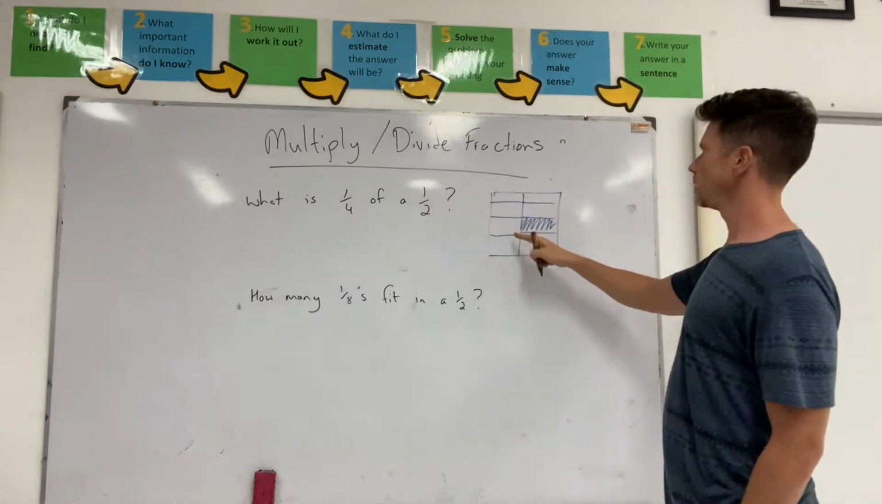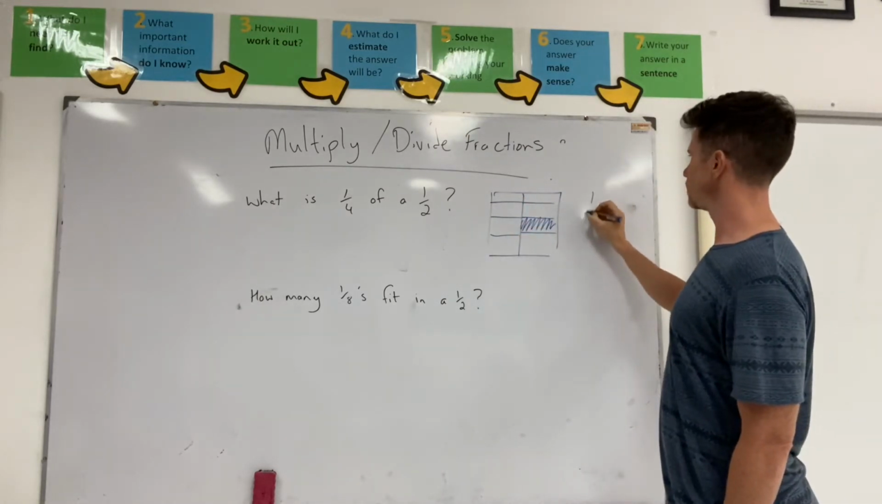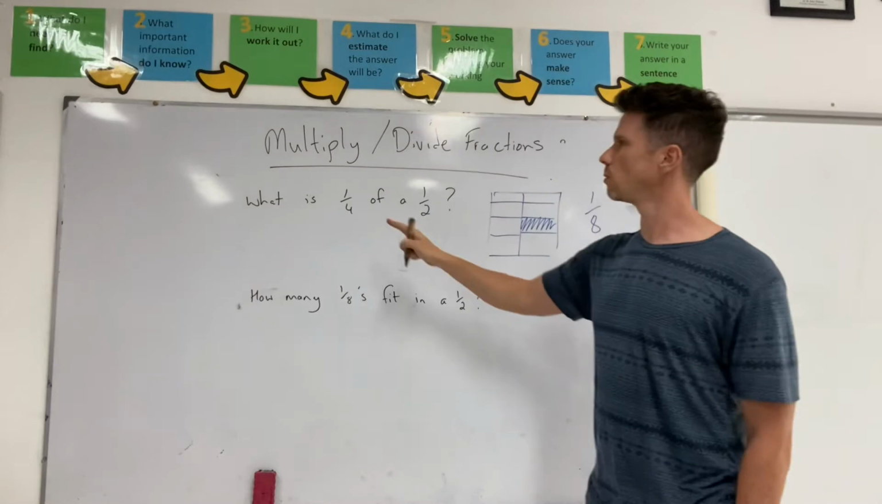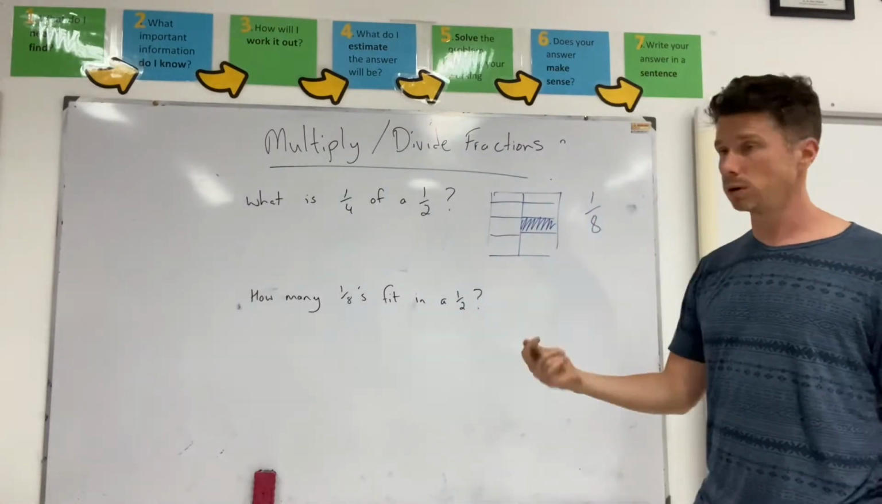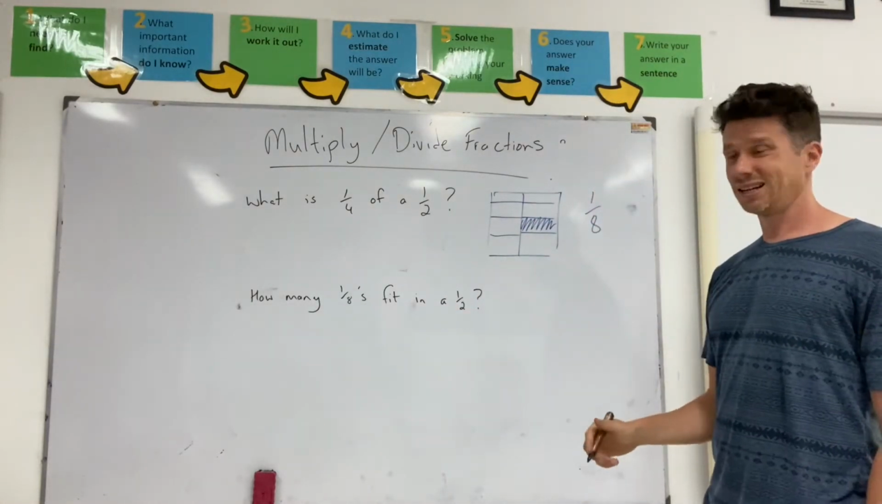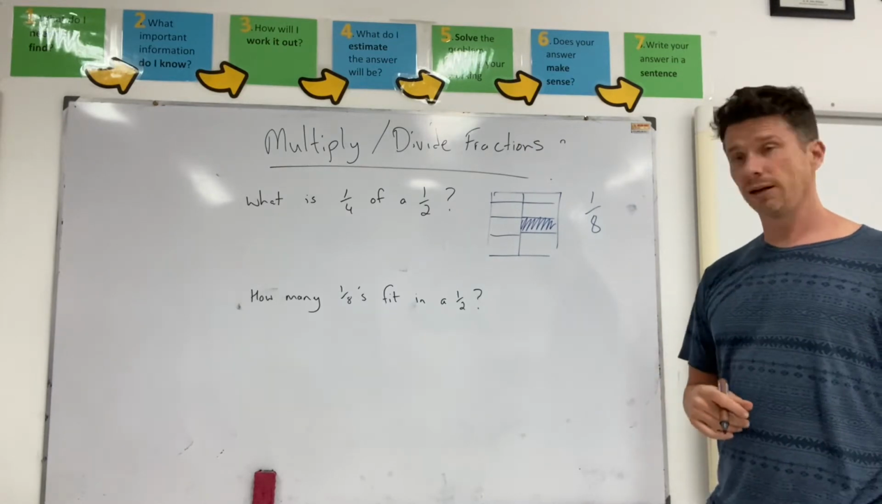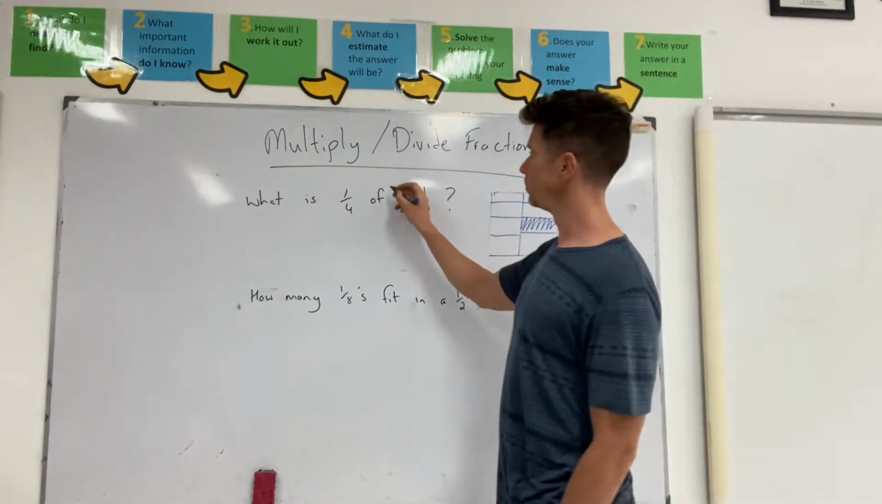So it's 1 out of 8. The answer to that is 1 out of 8. 1/8 is a quarter of a half of a whole square. Now, you may notice that you can get there a little bit quicker.